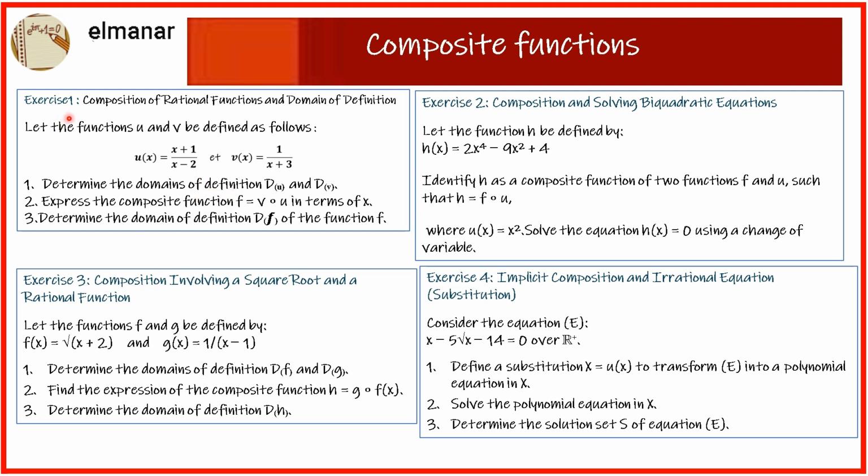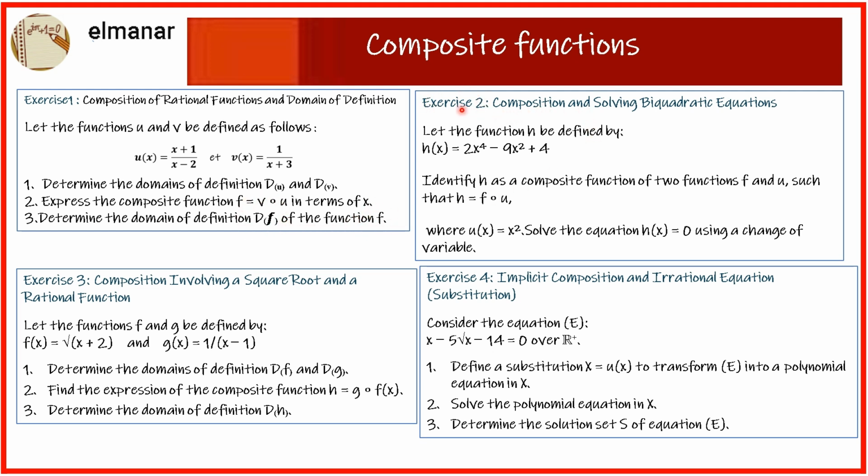Exercise 1. Composition of rational functions and domain of definition. Let the functions u and v be defined as follows. U of x is equal to the quotient of x plus 1 by x minus 2. V of x is equal to the quotient of 1 by x plus 3. The task is to determine the domains of definition of u and v. Express the composite function f equal to v composed with u in terms of x. Determine the domain of definition of the function f.